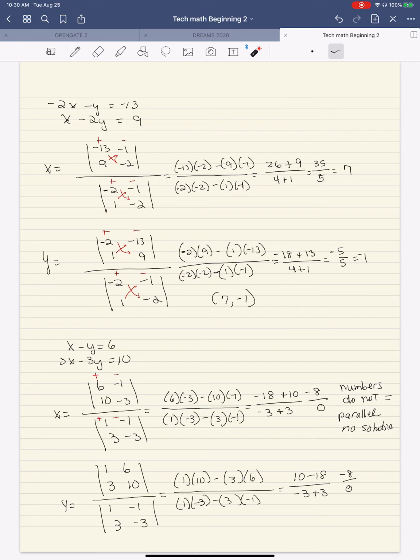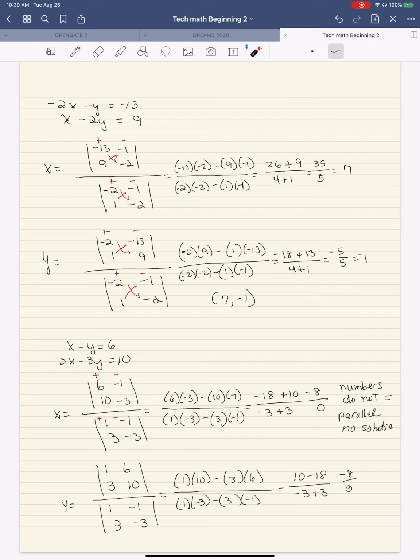Again, I don't have to redo the denominator calculations because they are the same, so you can just put a 5 there. The numerator is going to be minus 2 times 9 minus a 1 times a minus 13. So it's going to be negative 18 minus a minus, so it's plus 13. So that comes out to a negative 5. Negative 5 divided by 5 is a negative 1. The solution is 7, minus 1.